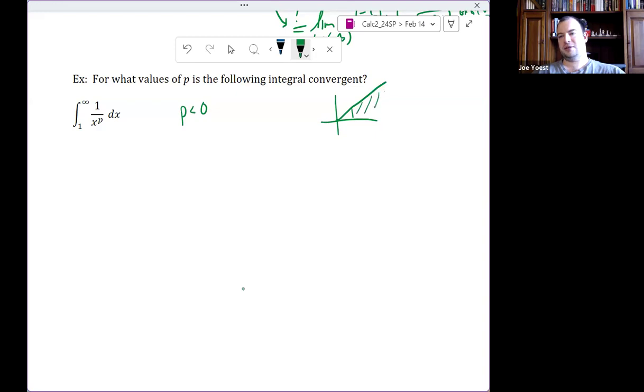Right? Do I think this area is going to be finite? No, I think we can pretty clearly see that this is going to diverge. I am kind of breaking my rule here, but I'll leave this as an exercise for you to verify.